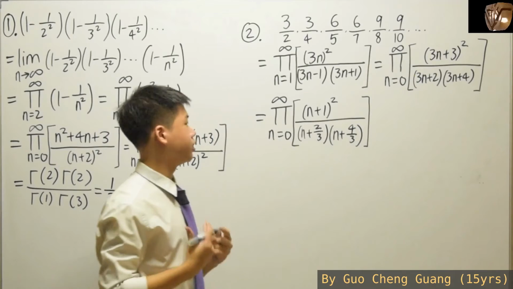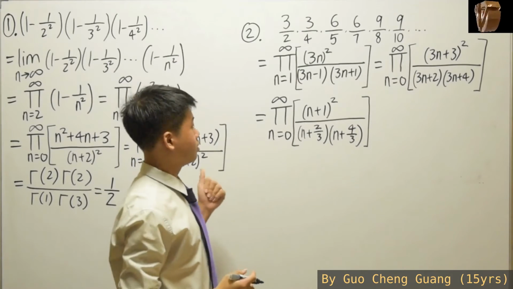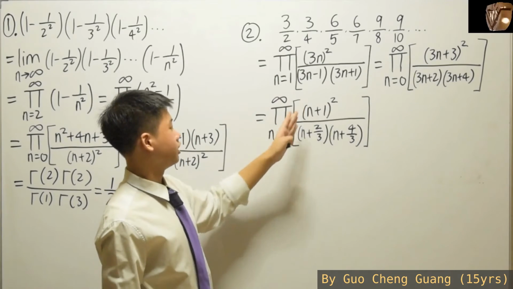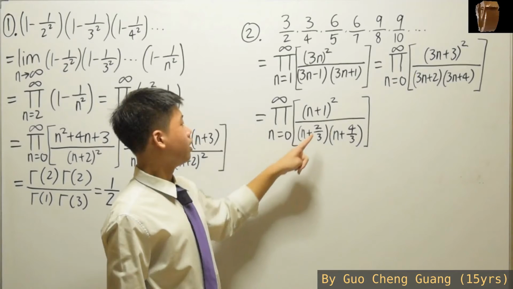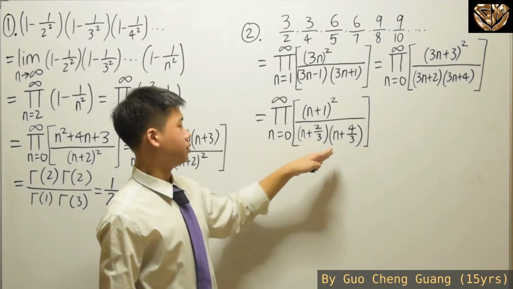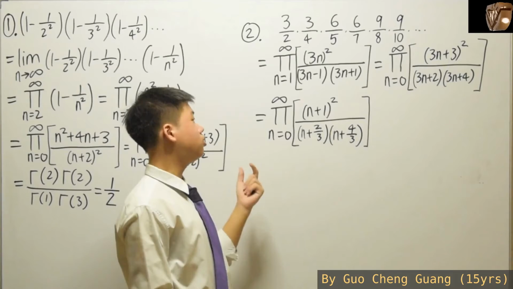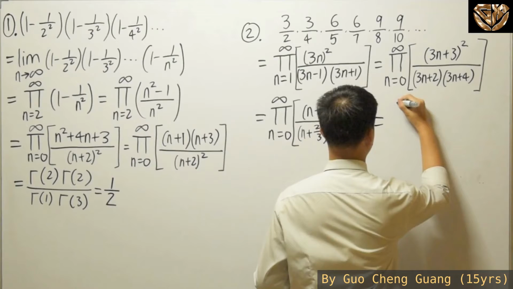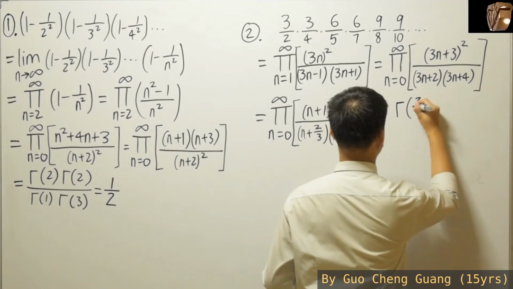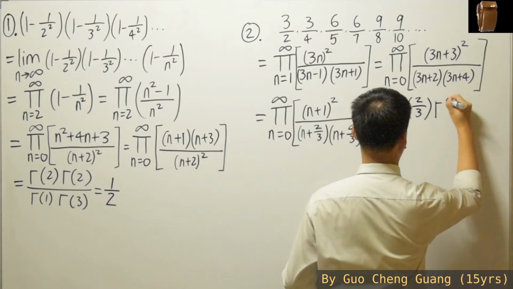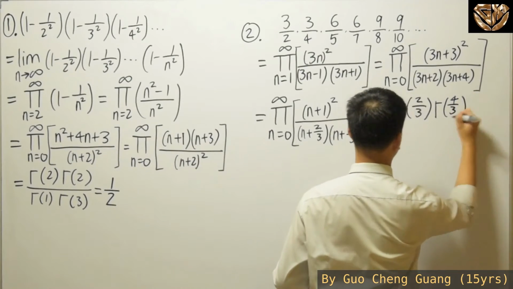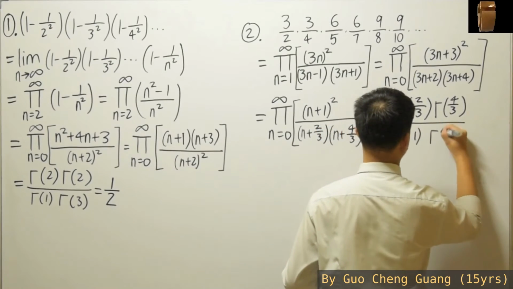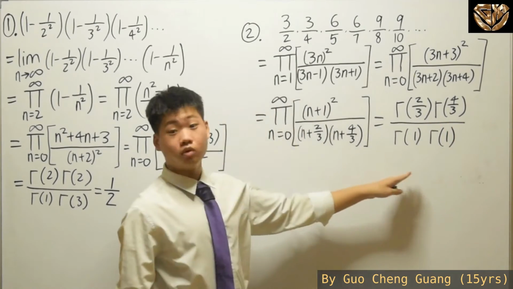Right, now does it fulfill the conditions to use your Wallis product? Let's take a look. It starts from 0 to infinity, that's right. Each coefficient in front of n is 1, alright. 1 plus 1 is equal to 2, and 2 over 3 plus 4 over 3, since both of them add up to 2. Alright, now we can use our Wallis product. So we are going to see gamma of 2 over 3 multiplied by gamma of 4 over 3, divided by gamma 1, gamma 1.